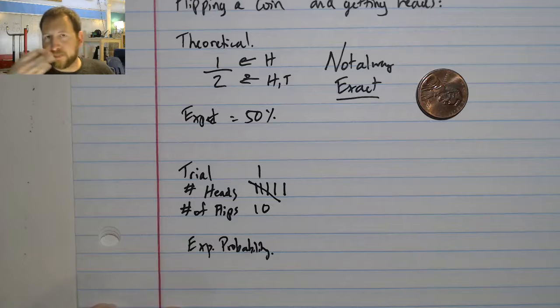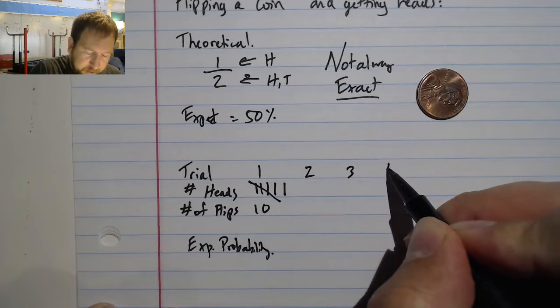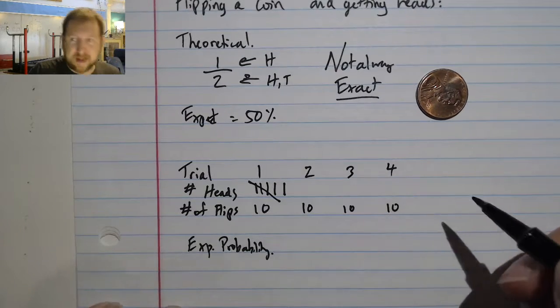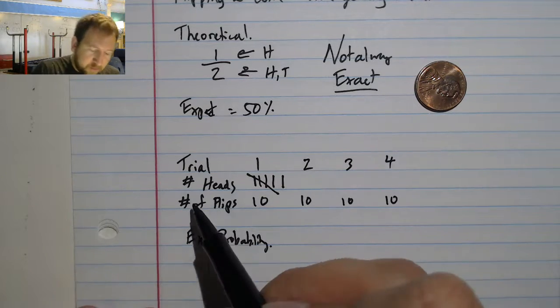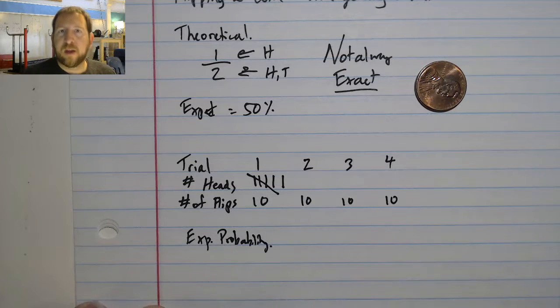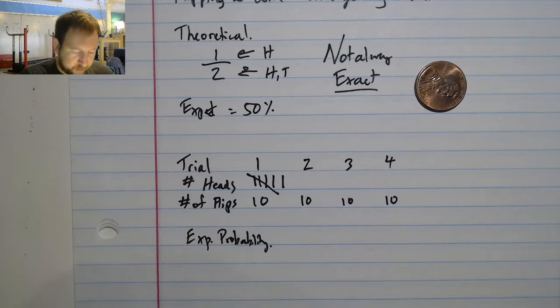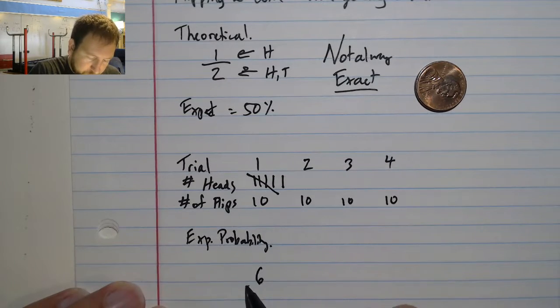Now, to take an actual probability, I really need to do some more trials. So in this case, I should probably run trial 2, 3, and 4. And for all of these, I would probably do another 10 flips each time just to get a more accurate probability. And in fact, what I'll notice is the more trials that I do, the closer to my theoretical probability I will get. Because if you'll notice here, if I were to calculate my experimental probability, I got 6 heads and I flipped 10 times.